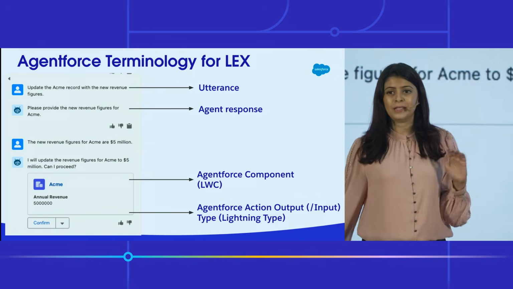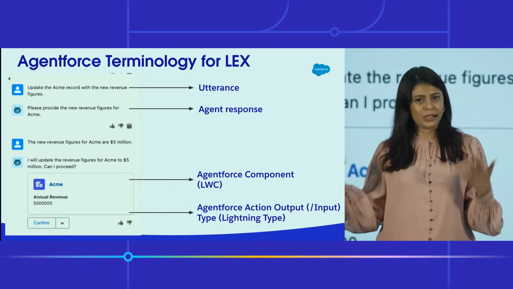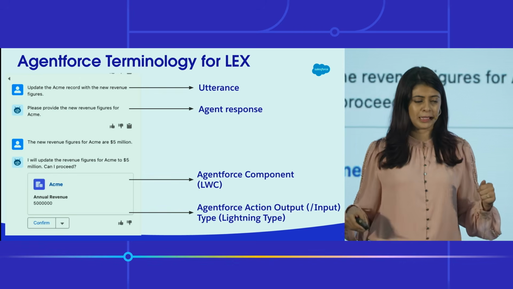So these 4 terms that you see over here, we're going to be using them across our session. The first one is an utterance. This is a simple one. This is everything that you ask the agent to do for you. The second one is an agent response. Whatever the agent says to you, if it wants an input from you, if it shows an output to you, all of those are agent responses.